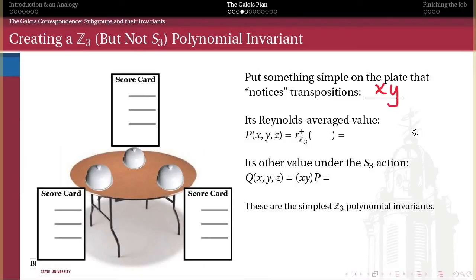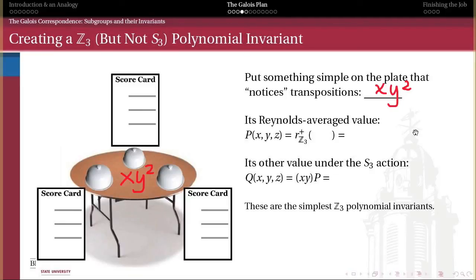What about xy? Well, xy is great to put on the table here. The problem is that if we were to compute the Reynolds average of xy, we would get something that wasn't just Z mod 3 invariant, it's actually all of S3 invariant. So that turns out not to be what we want here. What I want to do is put something on the plate that's going to notice a transposition, but which will not notice a 3 cycle at the end of the day. So instead of just x times y, I'm going to take one of those factors and square it, so that we can tell the difference between x's and y's in this polynomial.